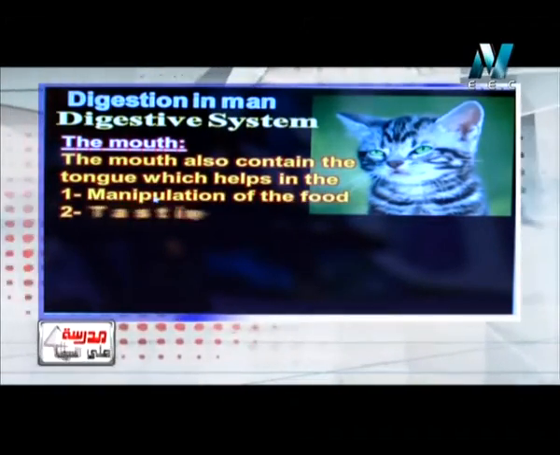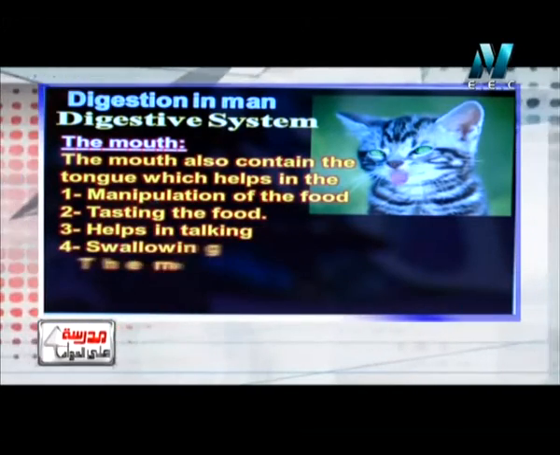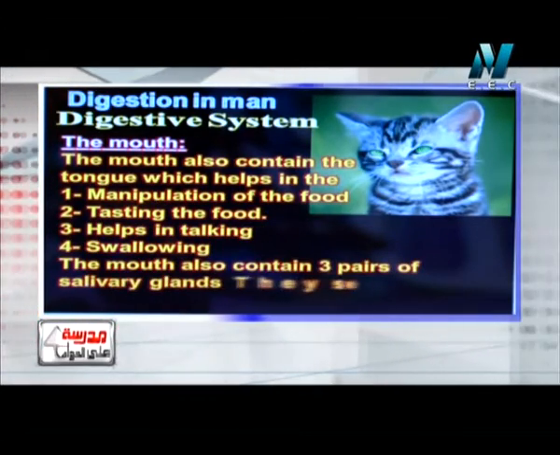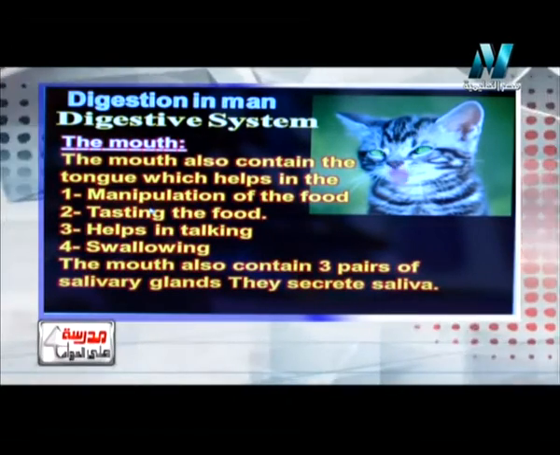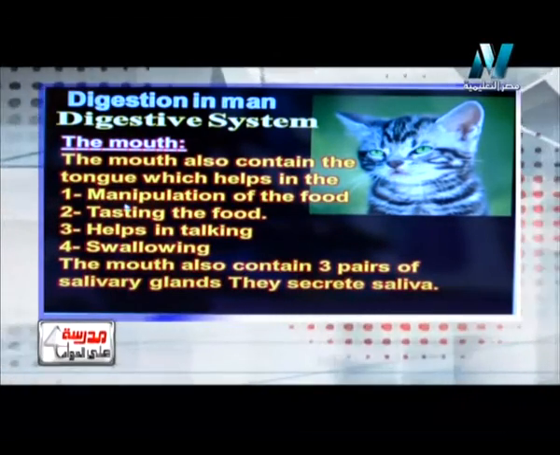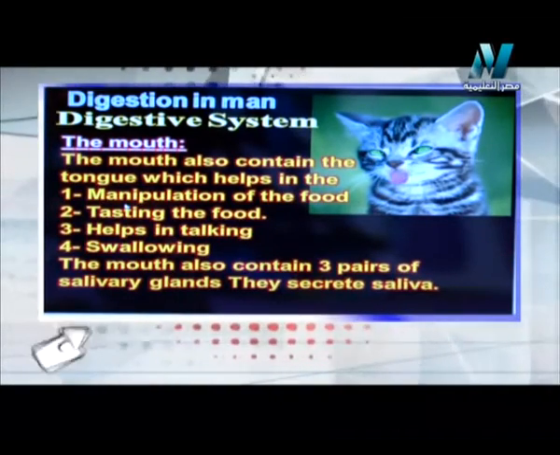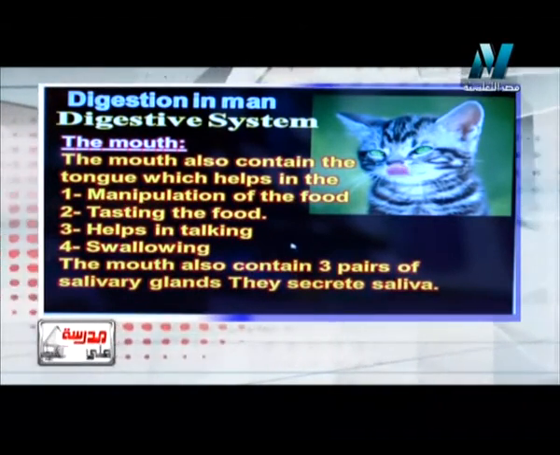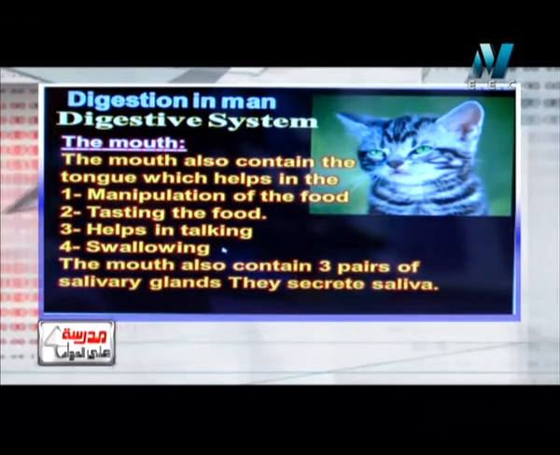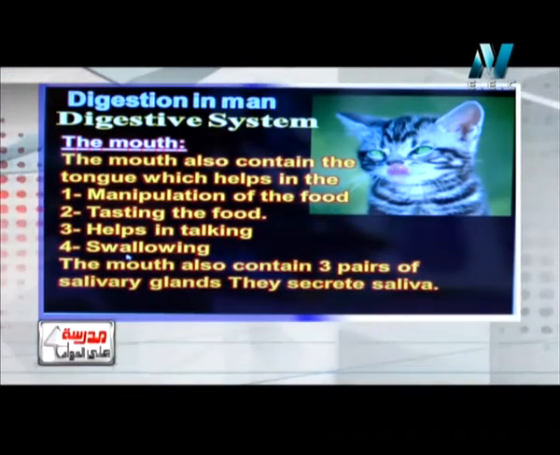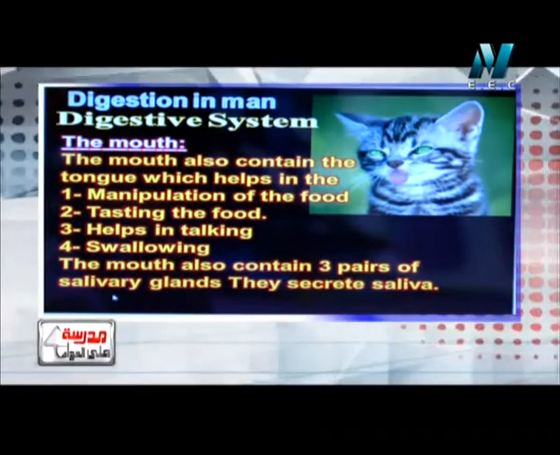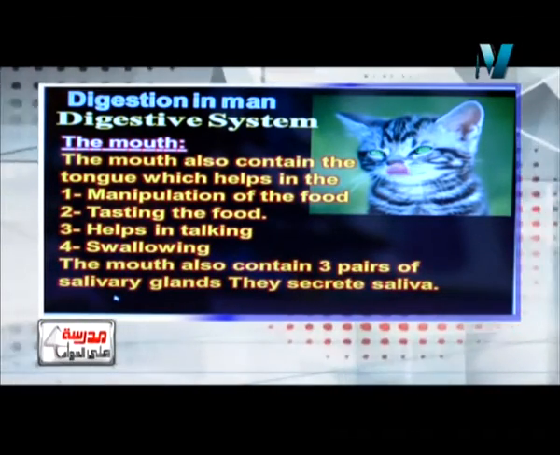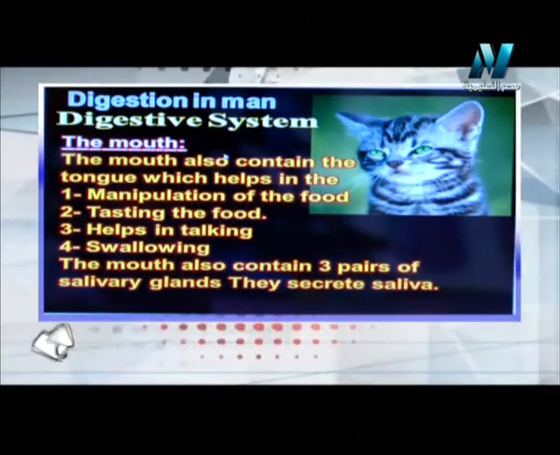Inside the mouth is the presence of the tongue. The tongue has many functions. The first is the manipulation of the food. Manipulation is the lubrication of the food or mixing the food with saliva. Tasting the food. Helping in talking. Helping in swallowing the food. The mouth also contains three pairs of salivary glands, and they secrete the saliva.